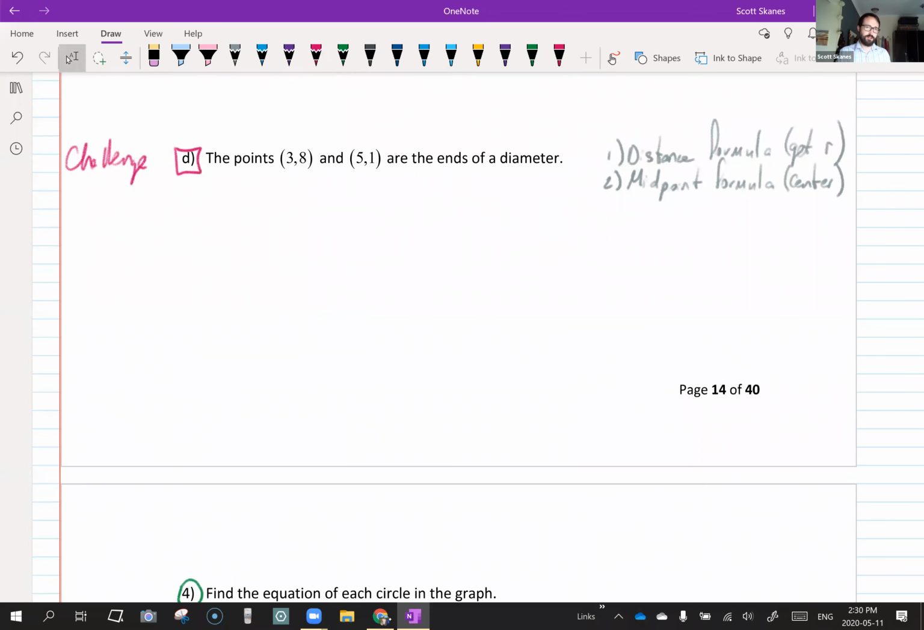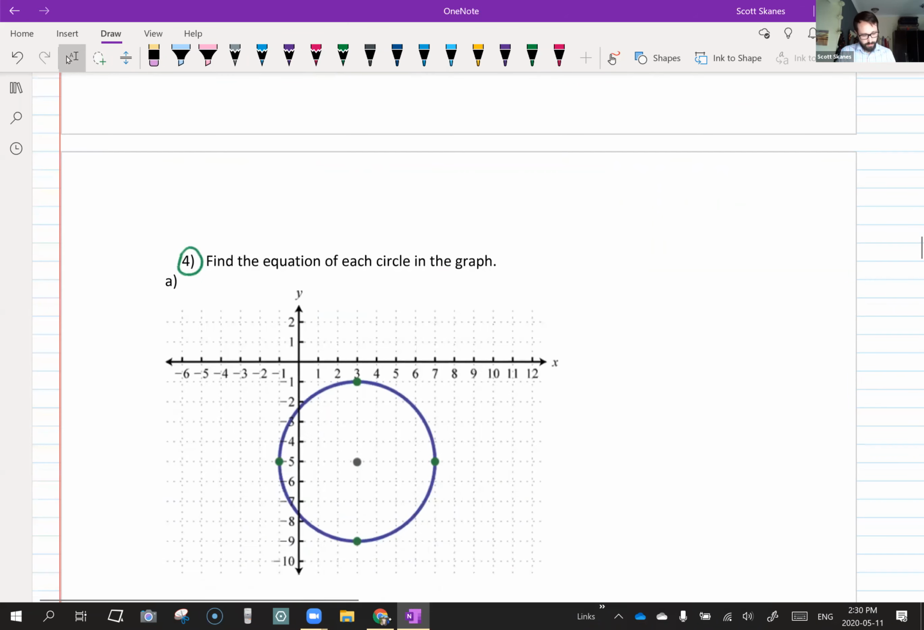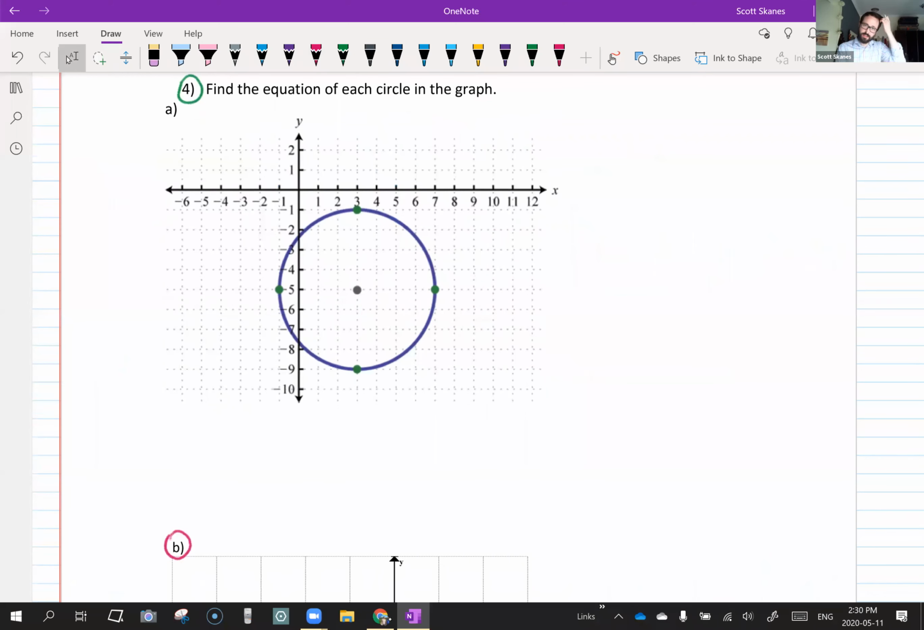And then D is a challenge question. We'll skip that, but if you want to try it later, you can. I'm going to quickly do the equation question, and then I want to do ellipses. So let's just take a look at what this question is. It says, find the equation of the circle in the graph. Find the equation. And once again, the equation is always, for a circle, this guy.